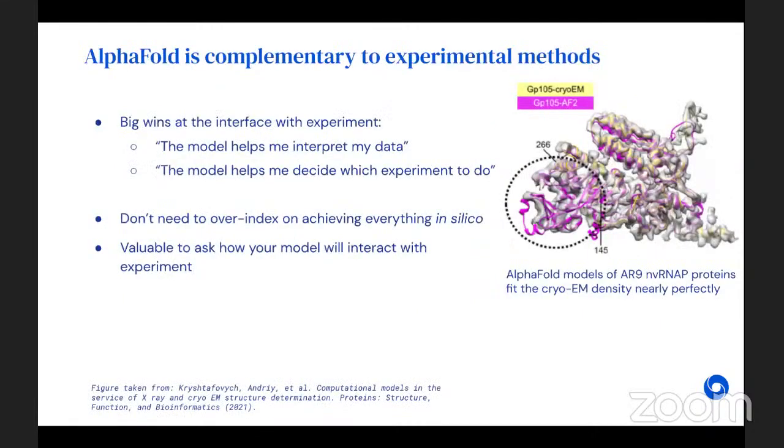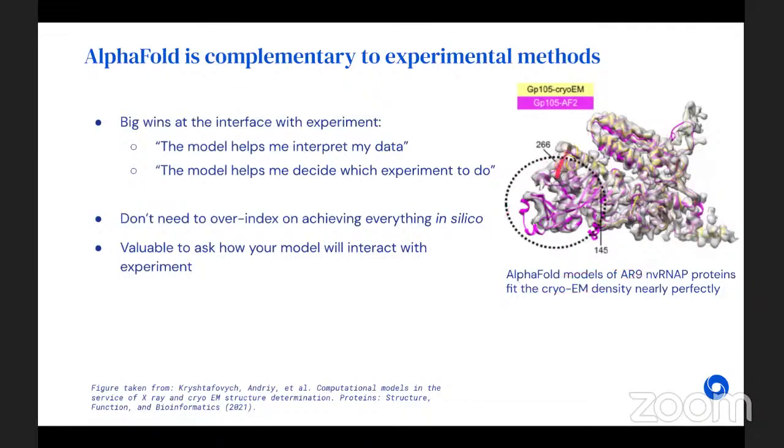Now, probably some of the biggest wins for AlphaFold have been on the interface with the experiment, which is quite surprising because we talk about how you can sidestep the experiment, but in practice, the biggest wins have been at the interface with the experiment. For example, the model may help the experimentalists to interpret the data they have, or maybe even more importantly, it helps them to understand what experiment they should run.